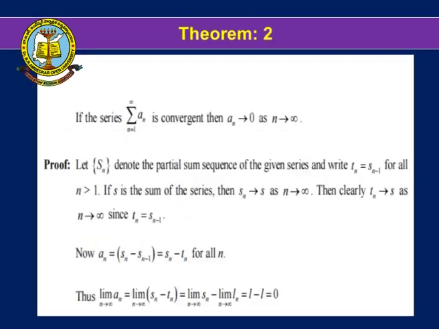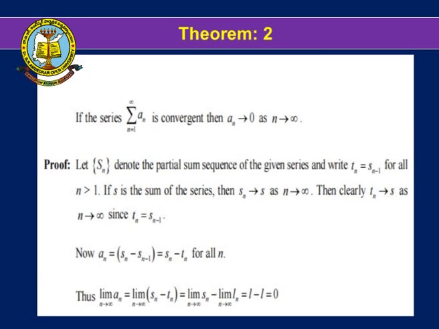Now, we can go further to theorem 2. If sigma n equal to 1 to infinity a n is convergent, then a n tends to 0 as n tends to infinity. Now, here a n approaches 0 as n tends to infinity. Directly we can decide this; it is the second decision for this. So that is theorem 2.